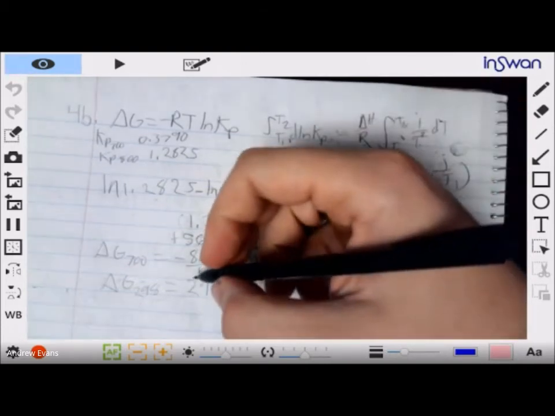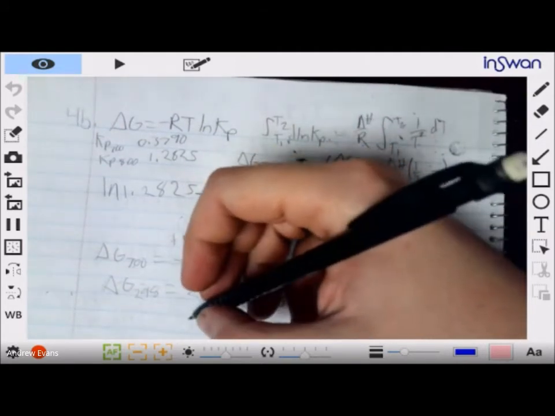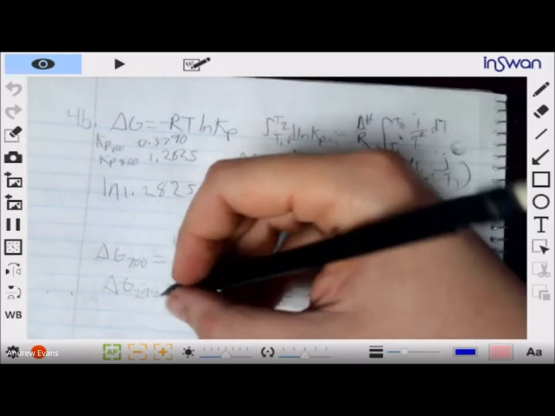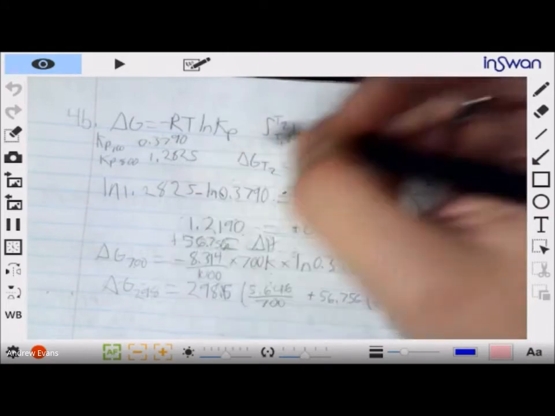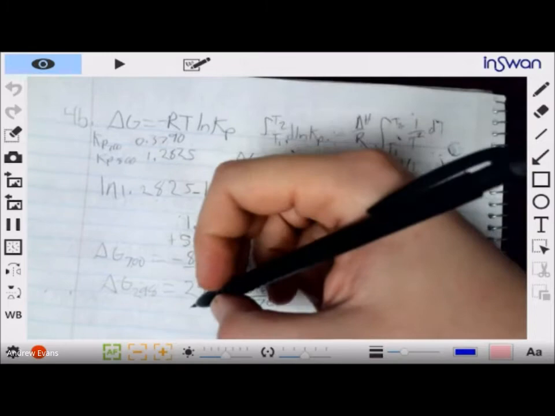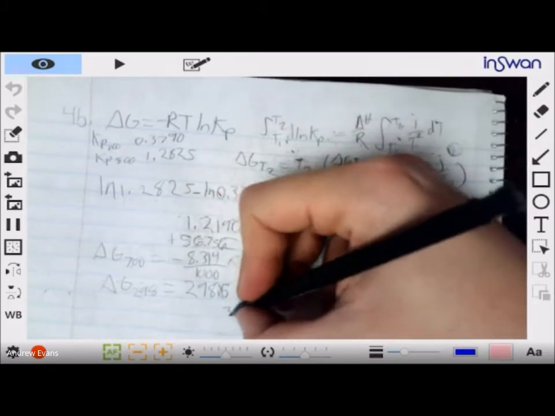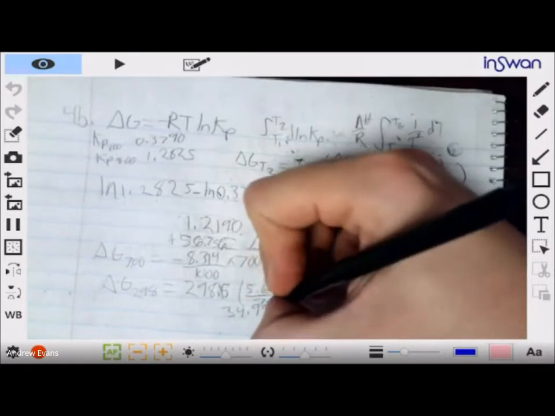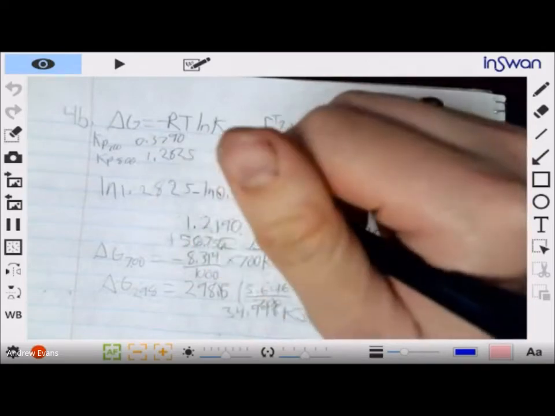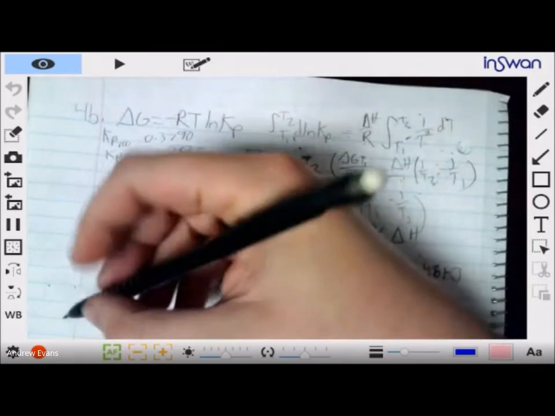If we do that, we should get a Gibbs value of approximately, say, 34.998 kilojoules at 298. Now, for the last part, part C.